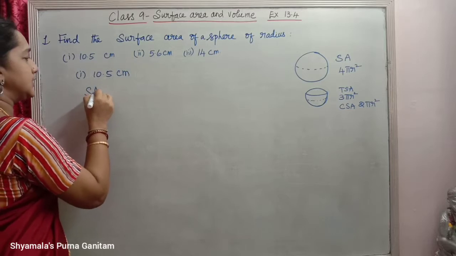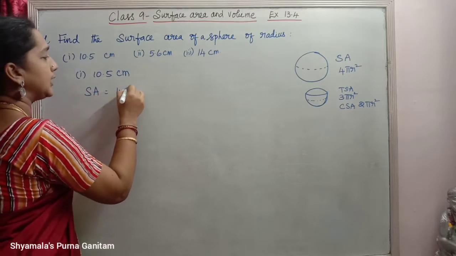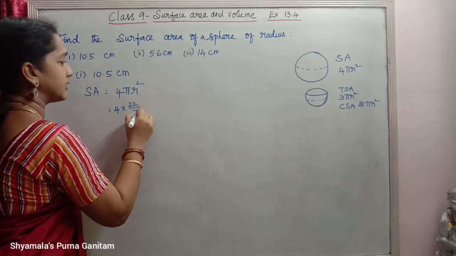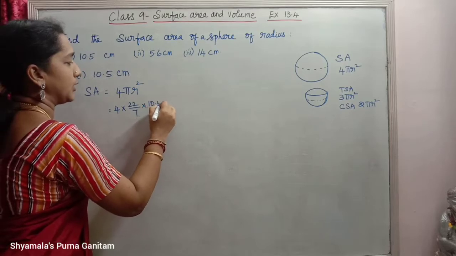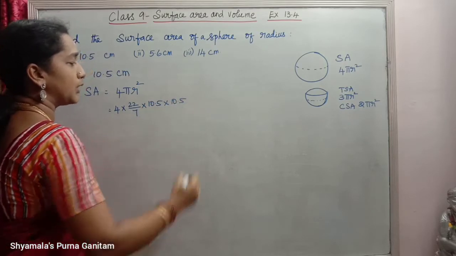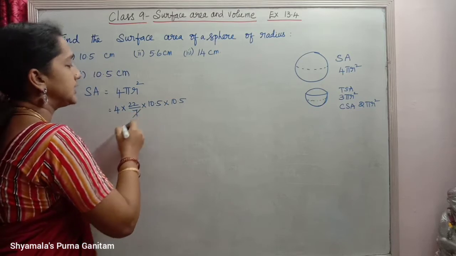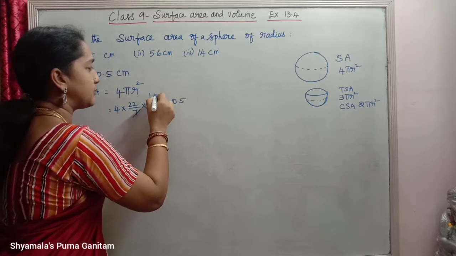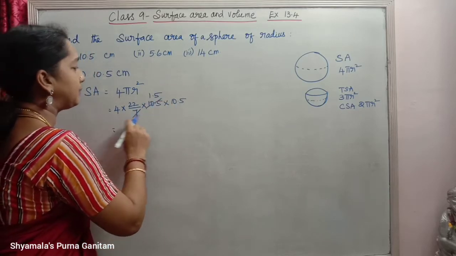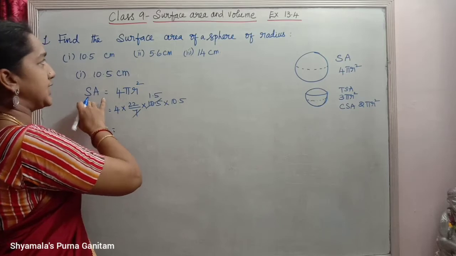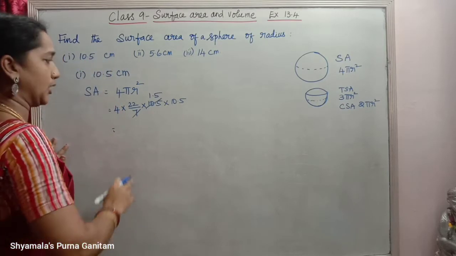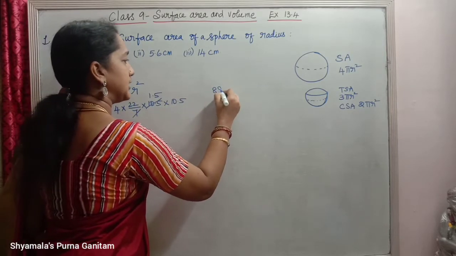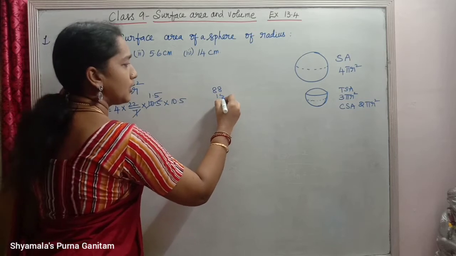So surface area is equal to 4 pi r square. So this is equal to 4 into 22 by 7 into r is given as 10.5. Since it is r square, 10.5 into 10.5. Then 7 with 7 and 10.5 when we simplify. 7 ones are 7, 7 fives are 35. So when we multiply all these things, we will get the surface area of the sphere with radius 10.5. So 22 into 4 is 88. So 88 into 1.5.